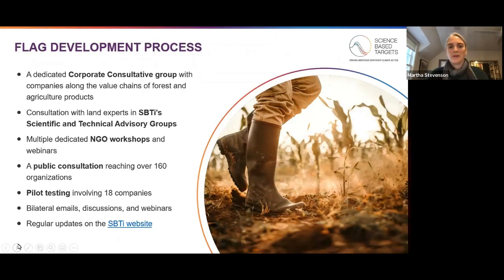As I mentioned, we had a corporate consultative group. They provided lots of insights into data gathering, how the tool was working, and helped us find glitches in the tool, et cetera. I also wanted to call out the World Resources Institute and other WWF colleagues for helping to QA/QC the tool too and pick up different problems that we had with it. So super grateful for that support. We had consultation throughout the project with land experts within SBTi's various advisory groups, and multiple dedicated NGO workshops and webinars throughout the development process.